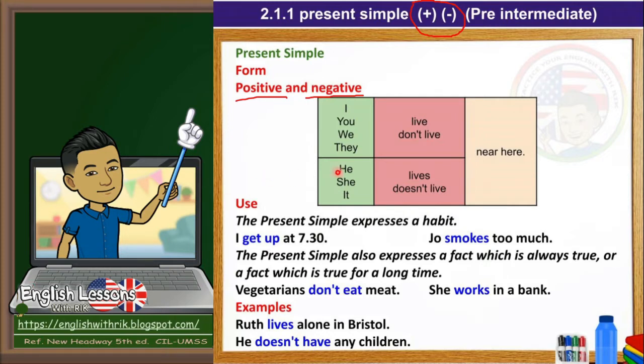We don't live near here. He lives near here. She doesn't live near here.